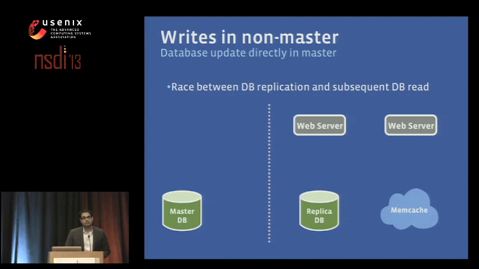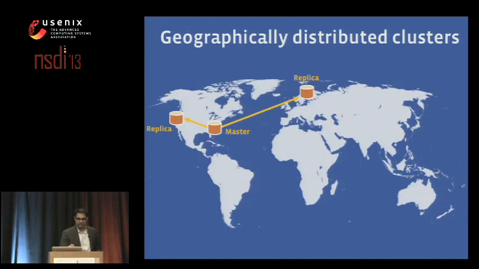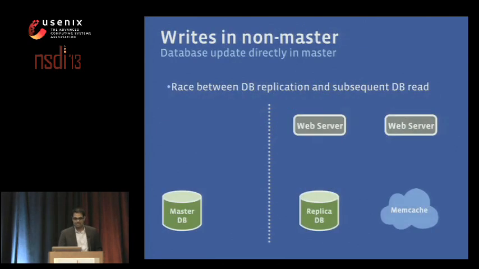So one of the things that happens with geographically distributed databases, and again, going back to one important thing I forgot to mention in the slide, is that we have a single master. There's a single set of master databases, and the other regions have a replica of the database. So how do we handle writes to our system in non-master regions? A web server will actually just directly write to the master database. We'll make the cross-country connection and just write directly to it.